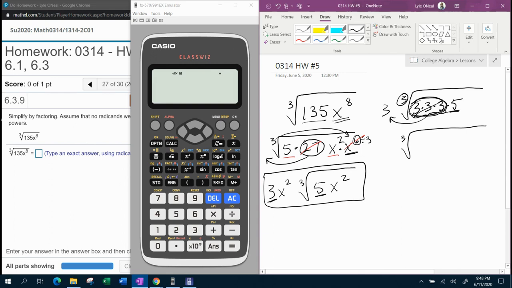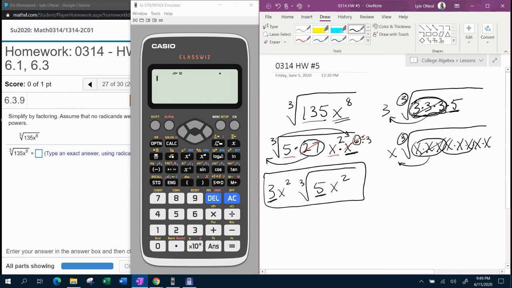What does x to the 8th mean? Well, it means x times x times x times x times x times x times x times x. It means that I've got 8 factors of x. I could rewrite x to the 8th as 8 factors of x. And again, what does the index say? It says if I've got 3 of a kind, I can bring 1 out. Okay, so those 3 can come out as an x.